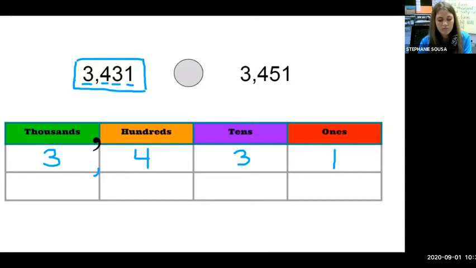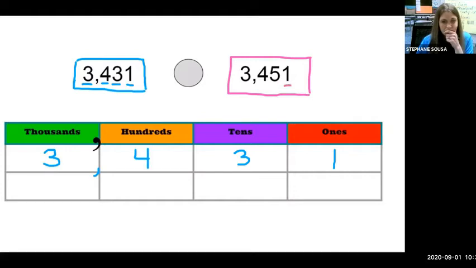Okay, our second number over here is 3,451. We're going to do the same thing with this number. We're going to put it in our place value chart, starting with the ones place. We have 1 one, 5 tens, 4 hundreds, and 3 thousands. Okay, now that we have both of our numbers in the place value chart, we can use this to help us compare these two numbers, just like we did when we used the place value blocks.